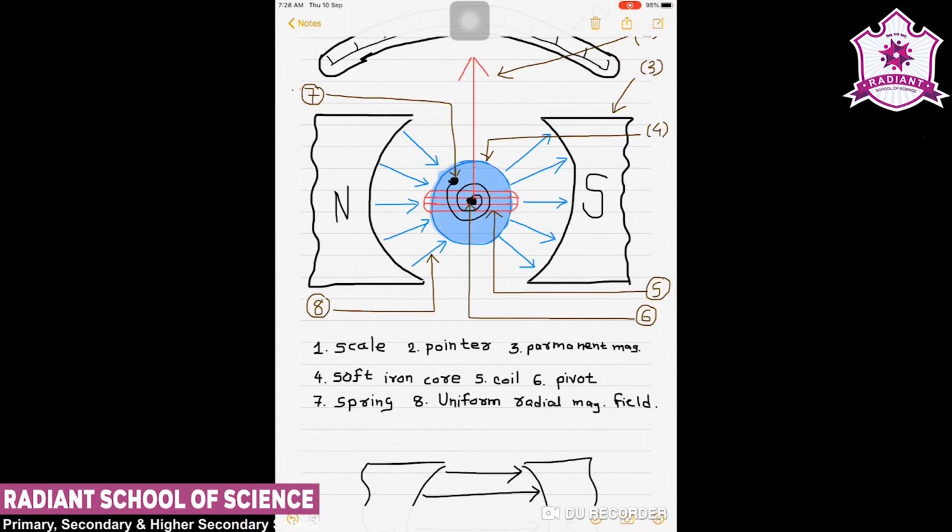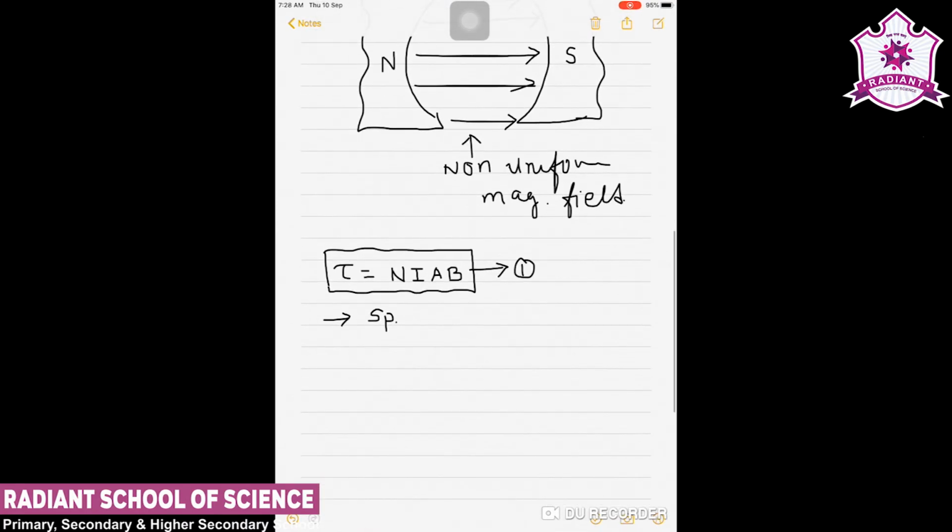It is used to produce a counter torque against the produced magnetic field. So it will apply a counter torque, that is K phi, where phi is the deflection taking place by the pointer against this magnetic field. In the magnetic field the coil experiences a torque, and these two torques are the same. So now we can compare them in the equilibrium condition. When we compare them, we can say that K phi is equal to NIAB.